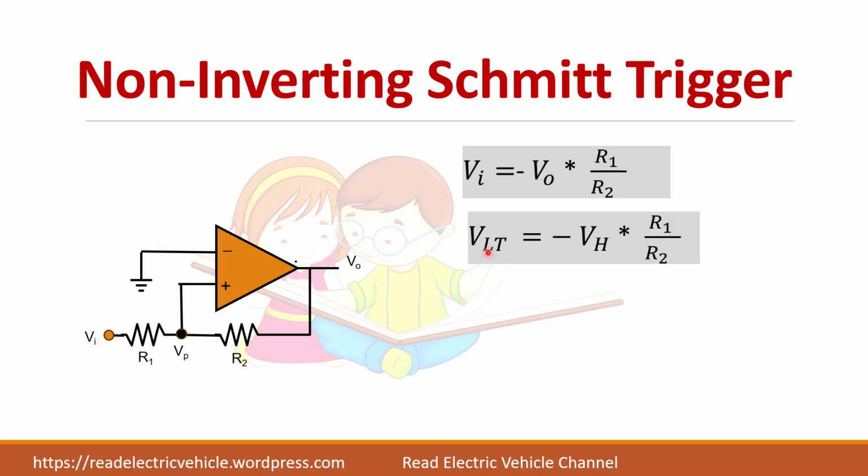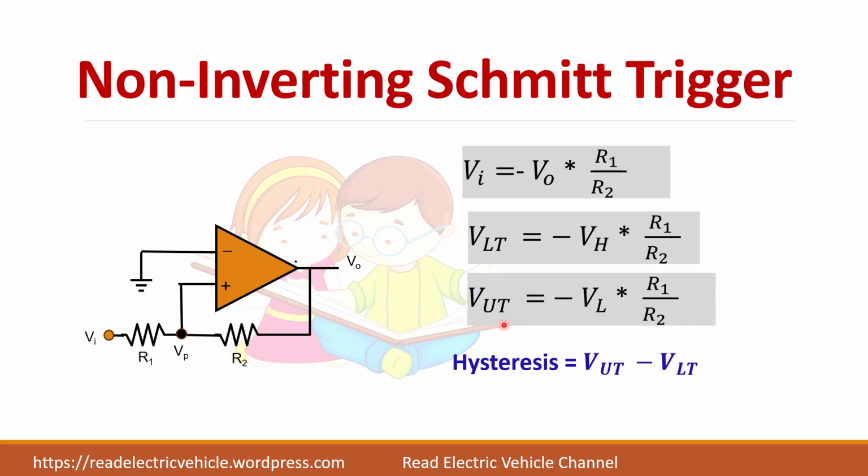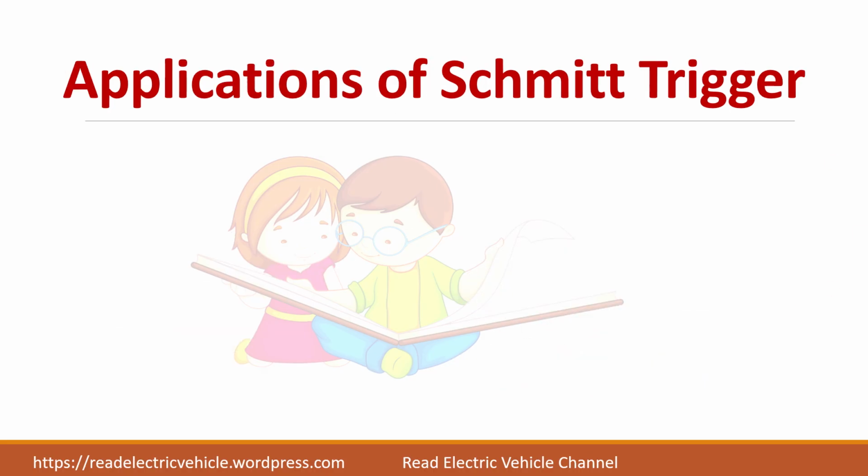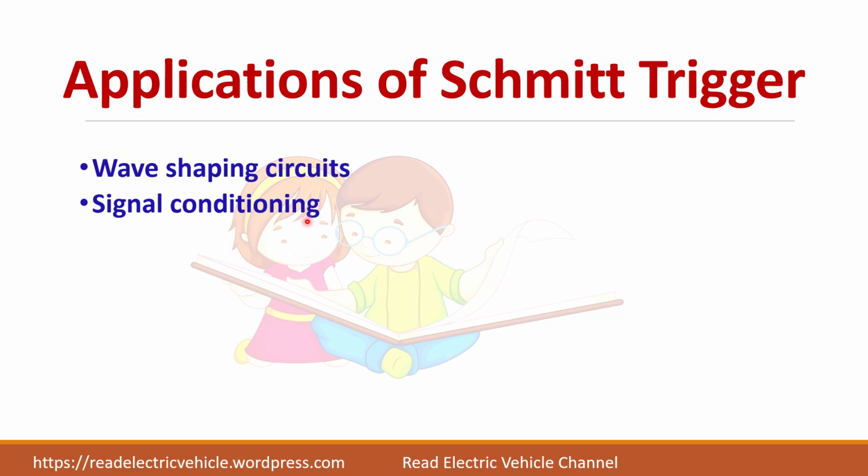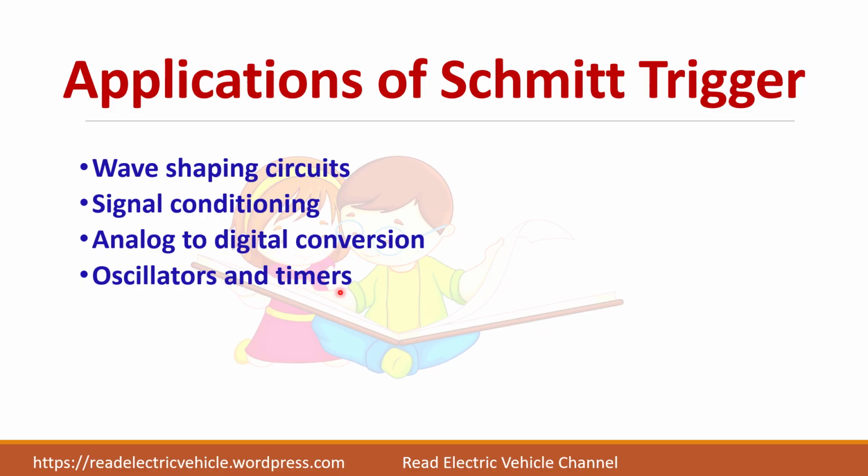So next we will find the lower threshold and upper threshold, which are given by this formula, and hysteresis is VUT minus VLT. Schmitt triggers are used in a number of applications like wave shaping circuits, signal conditioning circuits, A to D converters, oscillators, and timers.